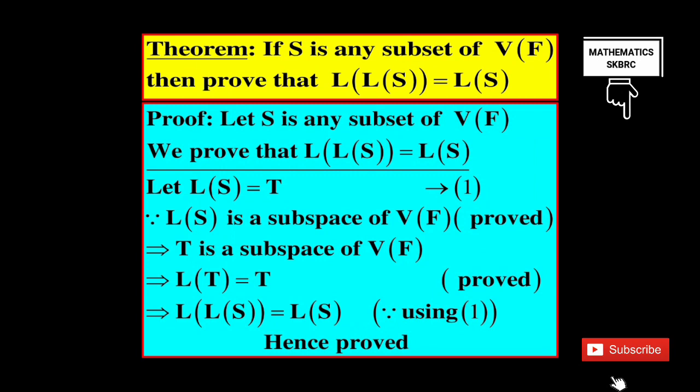We already proved that the linear span of a set S, L(S), is a subspace of a vector space V(F). Here T is equal to L(S) and L(S) is a subspace, that gives T is a subspace of V(F). By using the above theorem, S is a subspace of V if and only if L(S) is equal to S. Here T is a subspace of V(F), that gives L(T) is equal to T. Since T is equal to L(S), that gives L(L(S)) is equal to L(S). Hence proved.